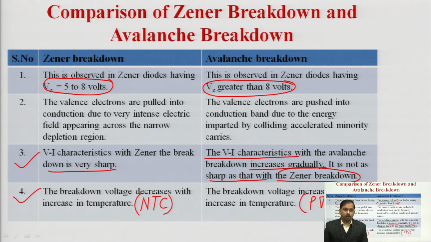So, we are utilizing this breakdown phenomenon, the Zener region, for the Zener diode as a voltage regulator. When we want a constant voltage to be delivered to the load, we will use the Zener diode and utilize the Zener region. So, these are the application areas for the breakdown.